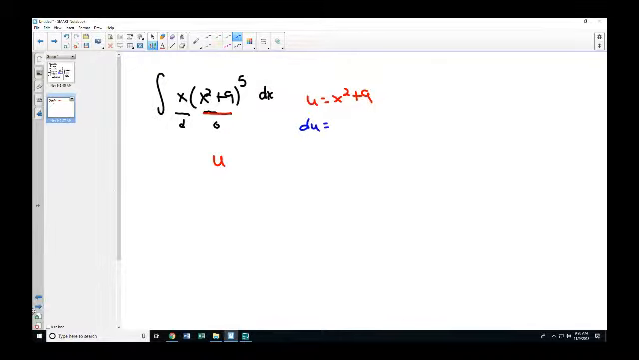I feel like I always dropped the constant in these last year. I don't know why. You need to write it out. What's du? 2x. These need to match. Oh, so you have to divide by 2. You put it out in the front. I told you. Remember that in class last year?